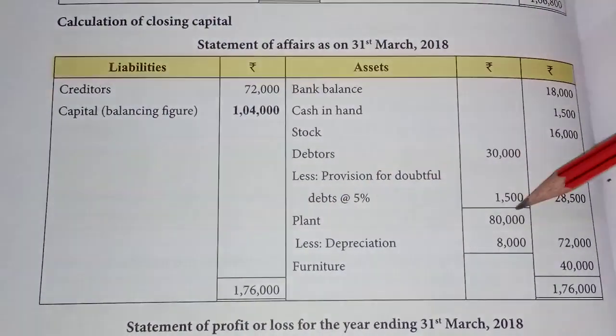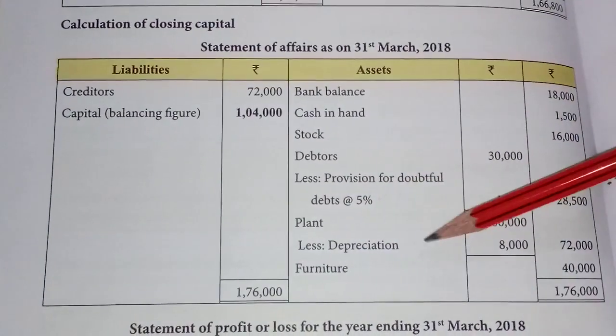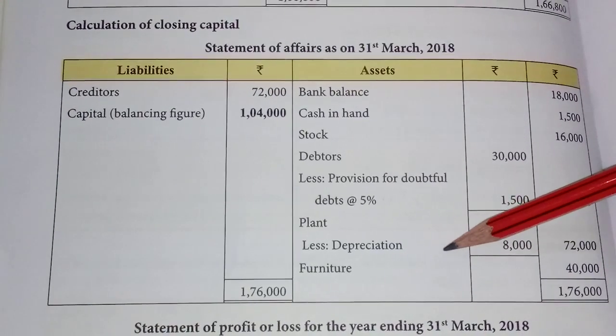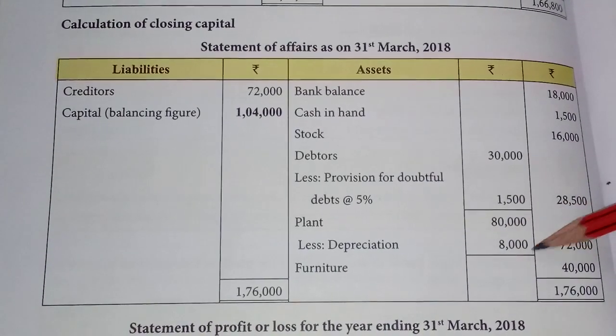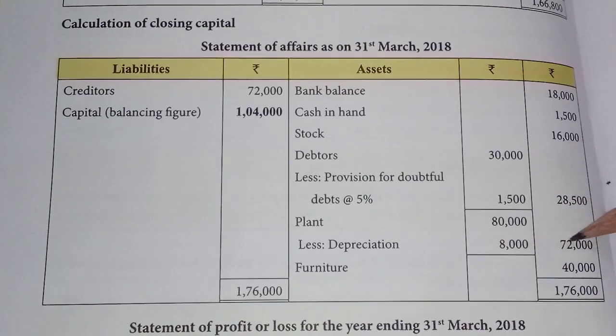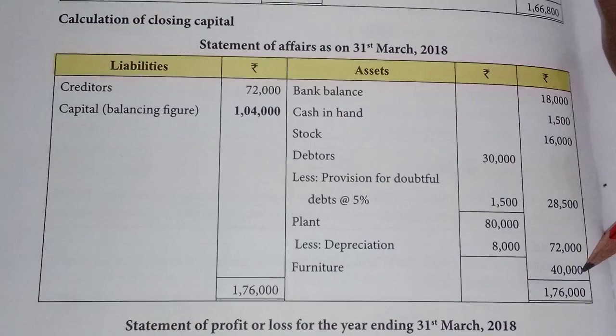Then plant. You write the amount in the inner column. Less depreciation, you write. Calculate 10%, so 80,000 into 10 by 100. We will get 8,000. Draw a line straight to 8,000. You write the deducted amount 72,000. Then the next item, furniture, no adjustment, write it.